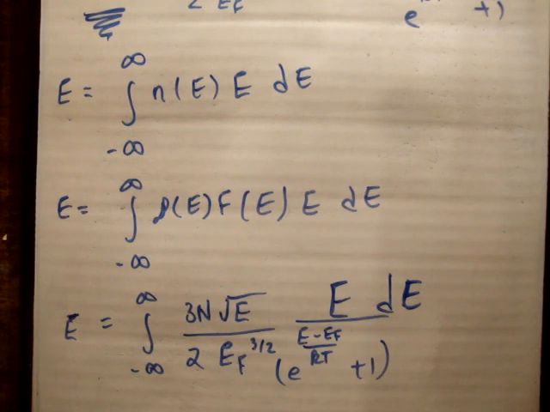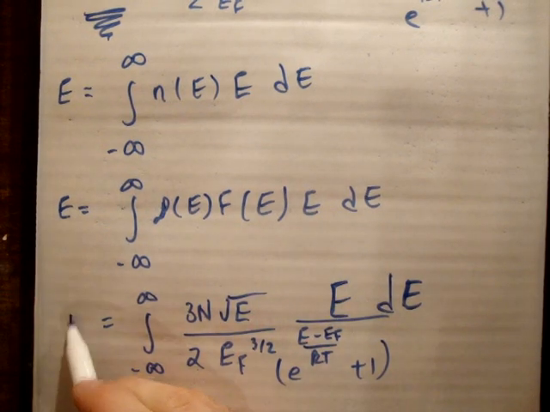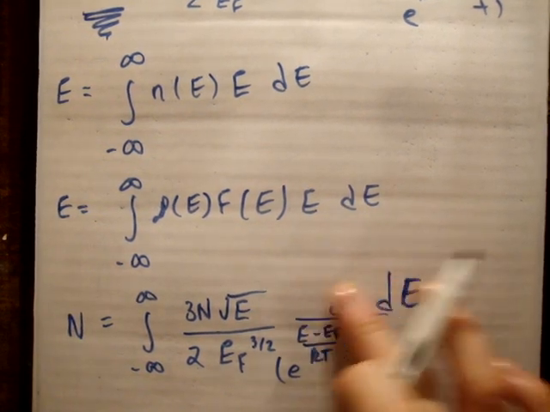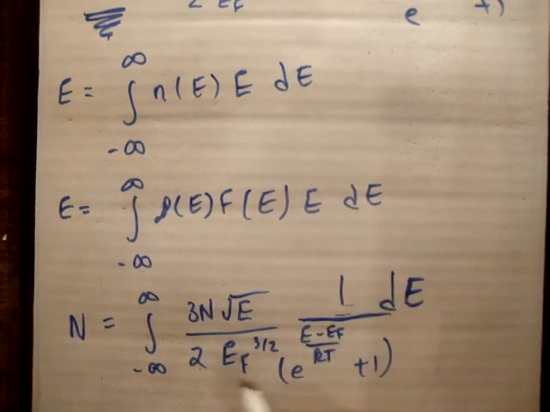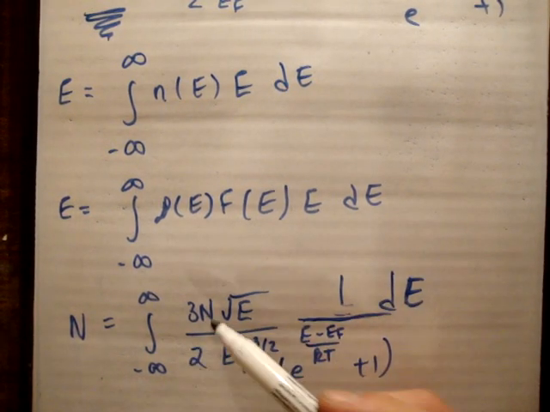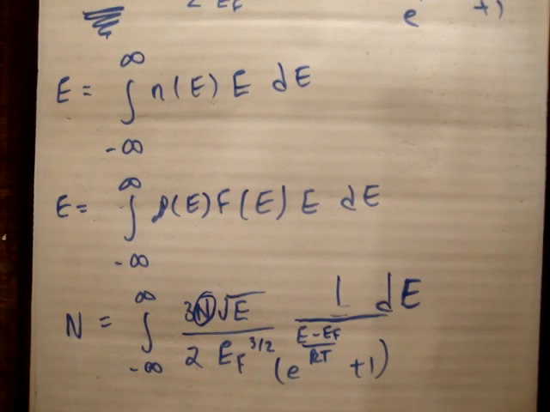And finally, how would you get the total number of particles in the system? Well, you'd get rid of the E, and you'd have to use a different density of states formula, one which of course didn't have n in it. Alright, so I hope that gave you an insight into the density of states, the occupancy, the number density and the number.